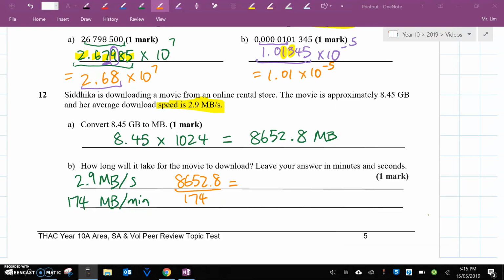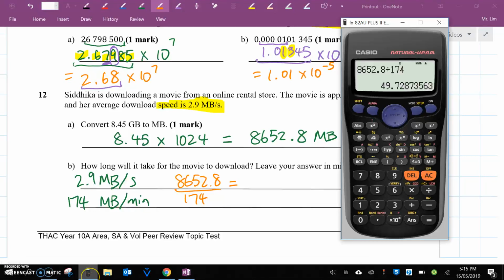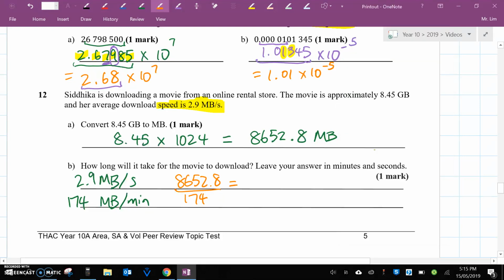Now the question says to leave your answer in minutes and seconds. So we need to press the degrees, minutes, seconds button. That says 49 degrees, or 49 minutes in this case, and 43 seconds. 49 minutes and 43 seconds.